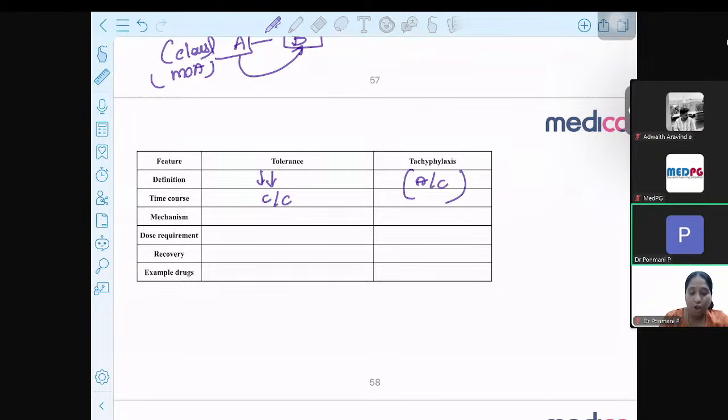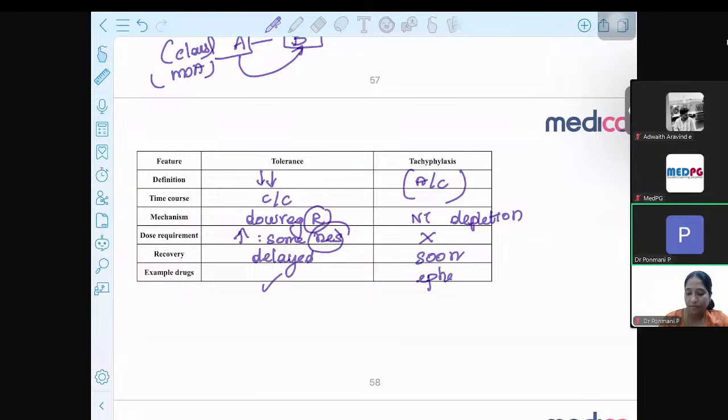The mechanism for tolerance is mainly downregulation of receptors, and for tachyphylaxis it is mainly neurotransmitter depletion. If you increase the dose in tolerance, some amount of response can be seen; in tachyphylaxis, no response can be seen. Recovery is delayed for tolerance, whereas for tachyphylaxis it can occur soon. Examples we just saw: for tolerance it is opioids, and for tachyphylaxis it is ephedrine. Okay, so this completes our question.